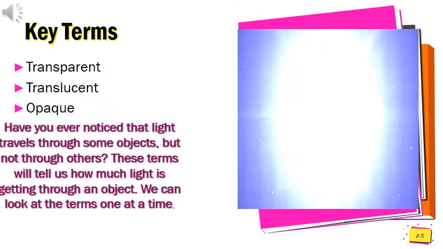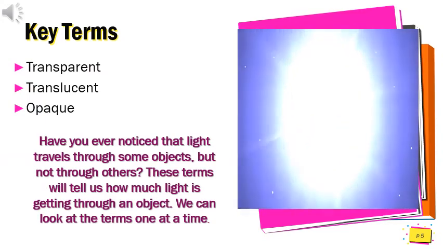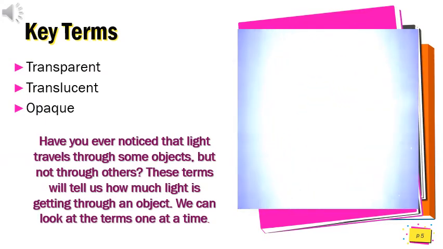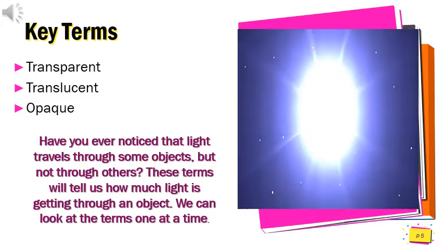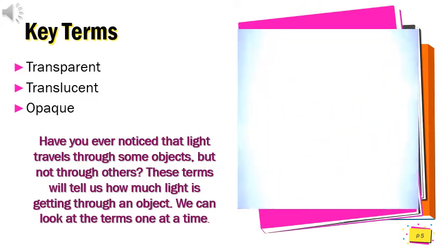Your key terms are transparent, translucent, and opaque. Have you ever noticed that light travels through some objects, but not through others? These terms will tell us how much light is getting through an object. We can look at the terms one at a time.